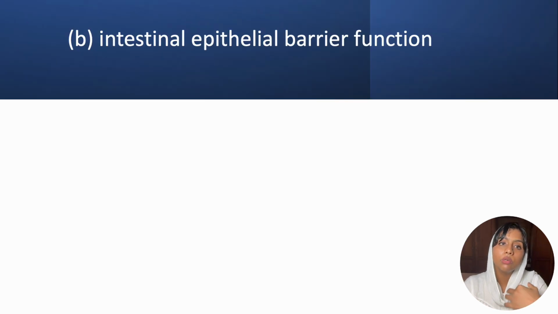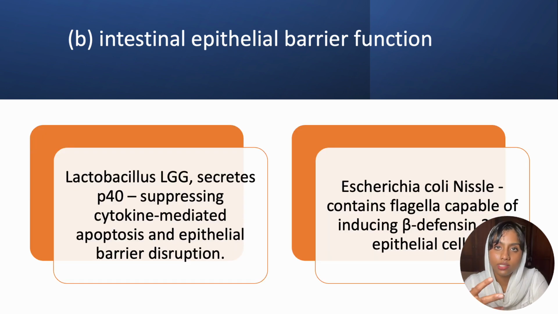And then coming to the epithelial barrier, how it is being protected. There are two mechanisms again. One is that they directly bind to the intestinal epithelial cells, whereby they prevent adhesion by the pathogenic microbes. The second is that these gut microbiota produce certain proteins that provide immune benefit to the host cells. For example, the lactobacillus secretes P450, which helps to maintain the epithelial barrier.